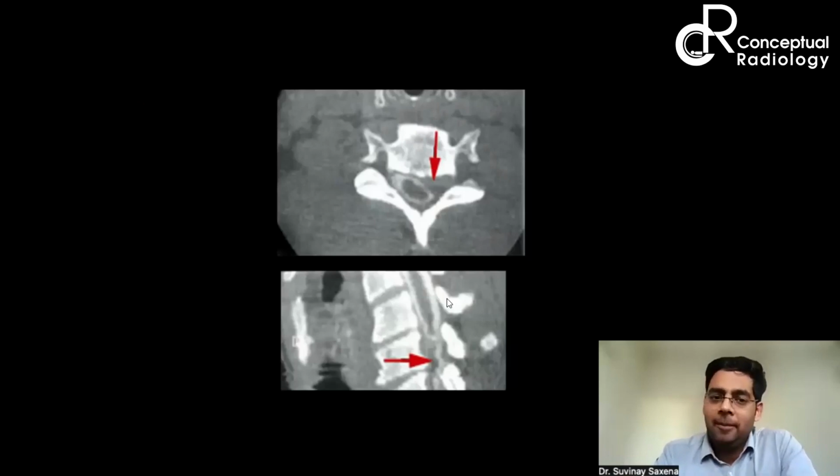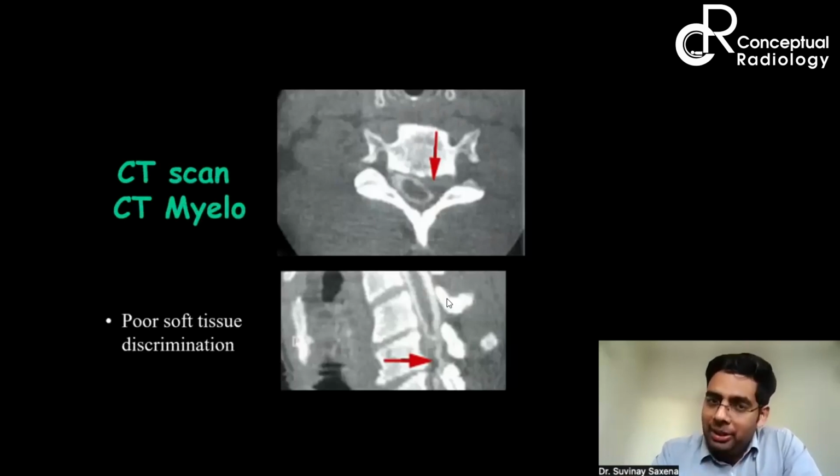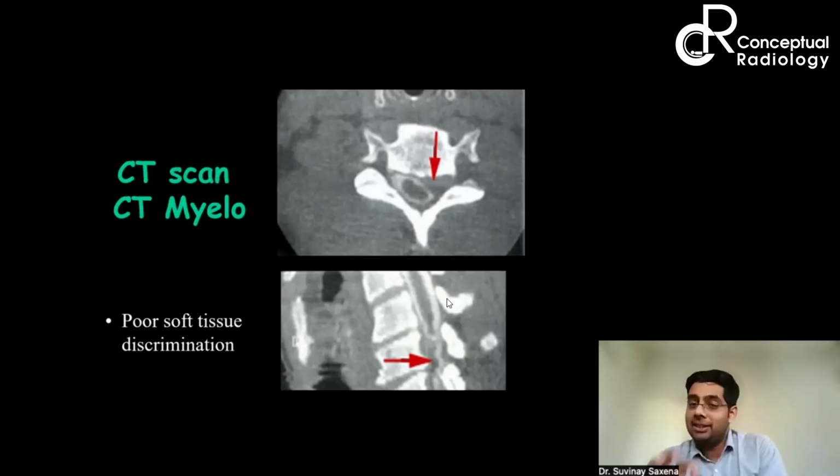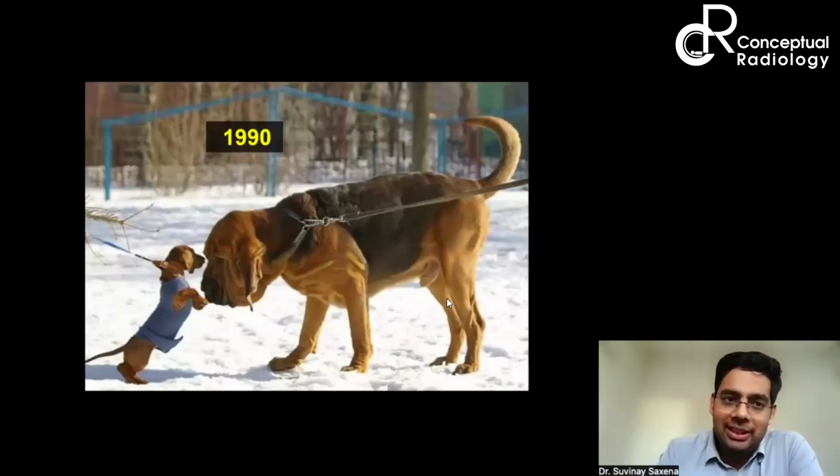CT myelography, yes, it is still done. There are few indications. One of the indications is to look for occult CSF leak. ठीक है, CSF leak देखने के लिए CT myelography is still a very good imaging modality, but not for disc bulge and herniation. Right now, this was the scene.